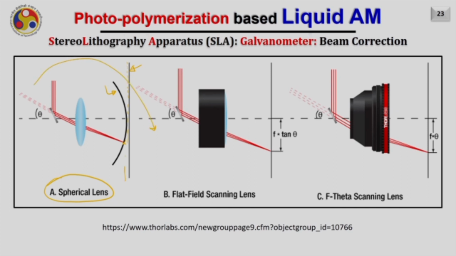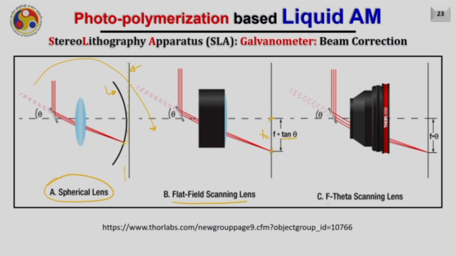Now we have also seen, if we use a flat field scanning lens, what happened? The focal point is achieved at the flat surface, but the focal distance from the center axis is a function of tan theta. Means f into tan theta is the distance at which the focal point is achieved from the center. We have seen the issue in such cases is that the velocity of the laser beam spot depends on the angle of incidence theta.